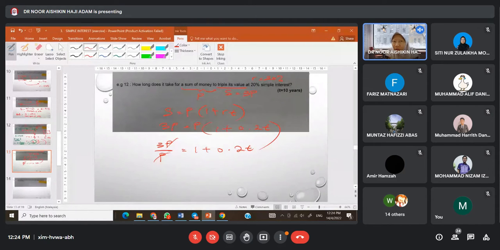0.2T is 2. 0.2 is 2 over 10 kan? Betul tak? Susahlah tak ada meja. Kekok saya dia buatnya. 0.2T equals 3 minus 1, 2. But 0.2 is 2 over 10. T equals 2 times 10 over 2. So what is T then? 10 years. Dapatlah 10. Okay, class?